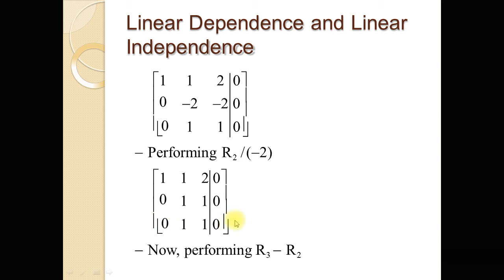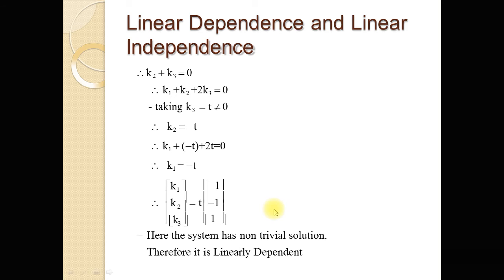If this last row is the zero row, then it means that k3 is a free scalar variable. K3 is a free variable. K3 is free means there is a non-trivial solution. There are so many other solutions in addition to 0 for k3. So you see over here, now k3 is free, so there are infinitely many solutions.